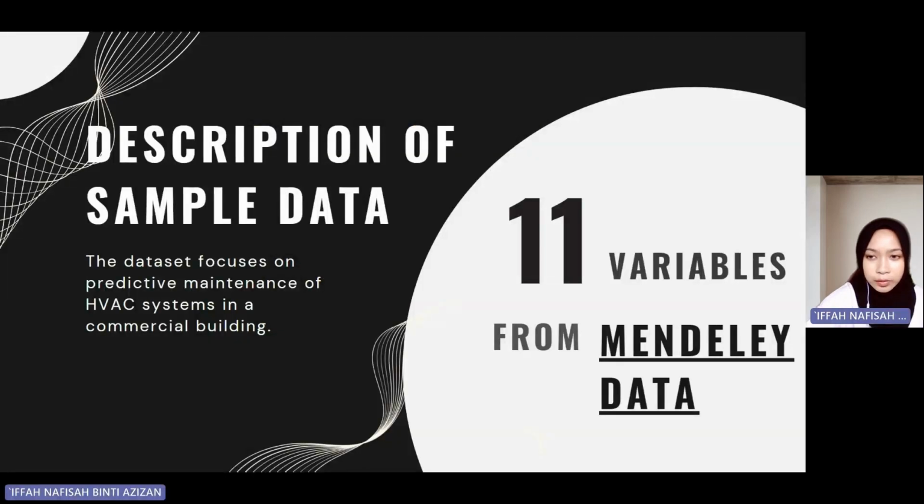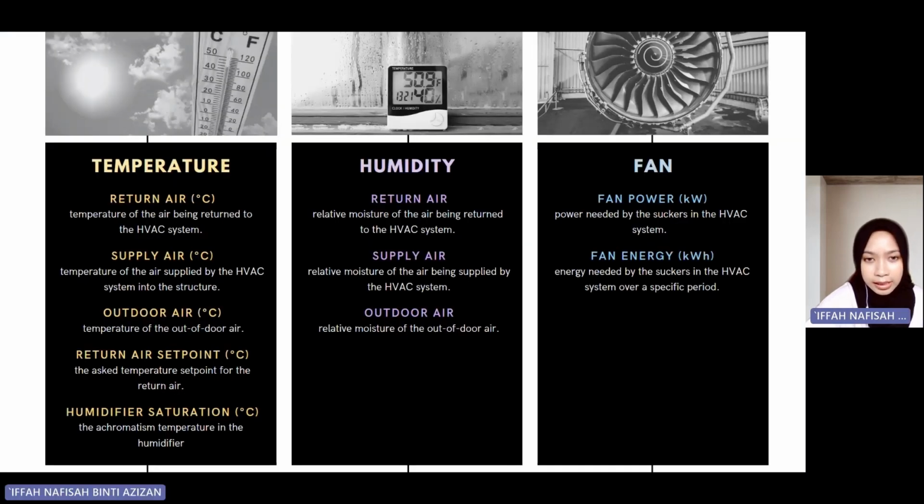So the data that we use contain 11 variables from the Mendeley data, which focuses on predictive maintenance of HVAC systems in a commercial building. The variables in the dataset can be categorized into three sections, which are temperature, humidity, and fan. The first variable is return air temperature, which is the temperature of the air being returned to the HVAC system. Next is the supply air temperature, which is the temperature of the air supplied by the HVAC system into the structure.